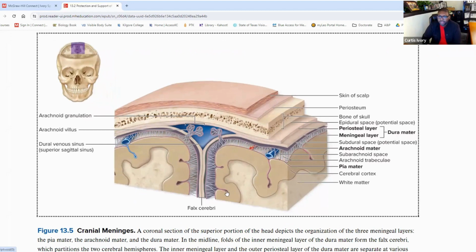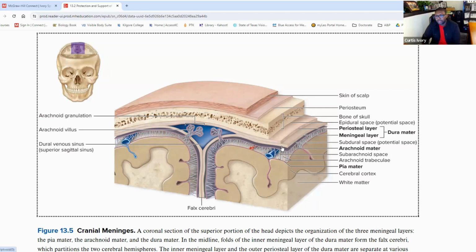This arachnoid space is called arachnoid because it mimics a spider web. Like if you have a fear of spiders, it's called arachnophobia. Or in Spanish, spider is araña. So that's where it comes from. It looks like a spider web.